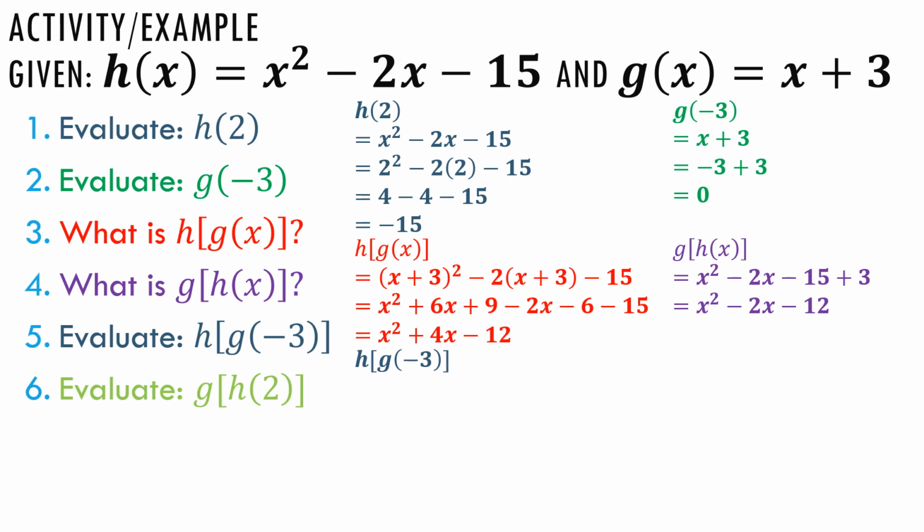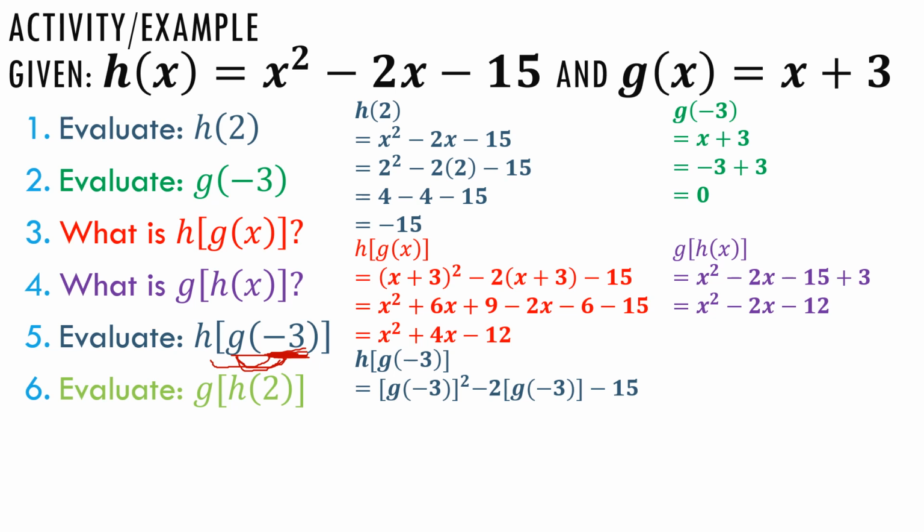Ang gagawin naman dito, yung negative 3, hindi na x yung nasa loob ng g. Negative 3 na. So, ang gagawin, we are going to substitute negative 3 sa x ng g. Okay? Yung answer natin sa number 2, yun na yun. And then, kung ano man ang sagot dito sa g of negative 3, yun naman yung magiging x ng h. That is how you evaluate this composition, the composite function.